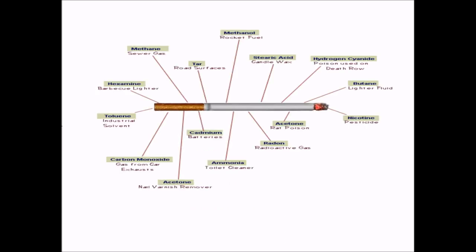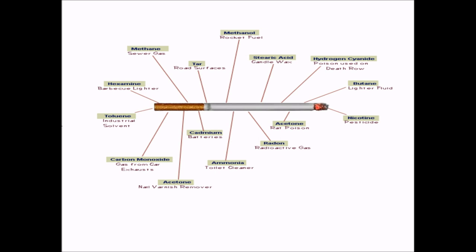So let's have a look at some of the harmful chemicals that you inhale every time you smoke a traditional cigarette. There's methanol, which is used in rocket fuel. Stearic acid, which is candle wax. Hydrogen cyanide, which is poison used on death row. Butane, which is a lighter fluid. Nicotine, which is a pesticide.